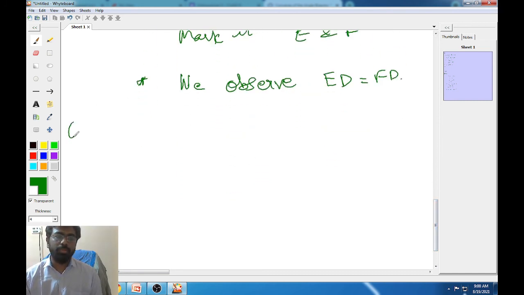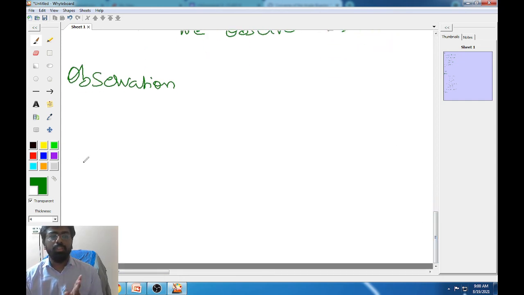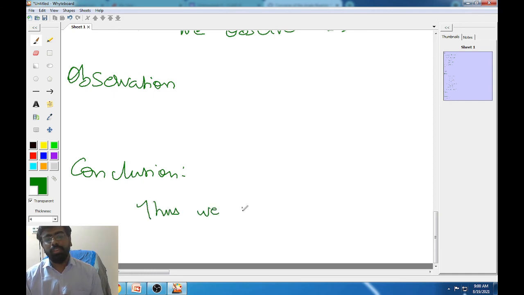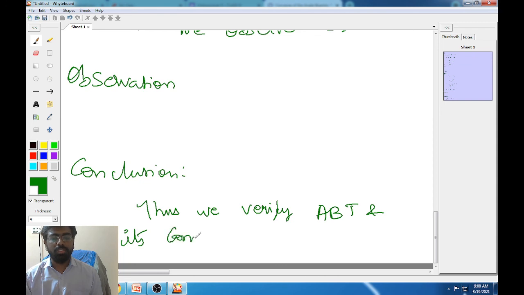Then you have to write the observation. Just stick the screenshots. Two screenshots have to be stuck: one for the angle bisector theorem and the other for its converse. The last point is the conclusion. Write it as: thus we verify ABT and its converse experimentally.